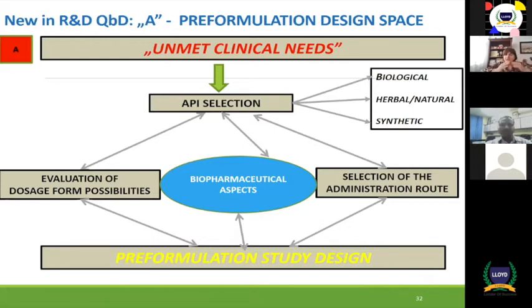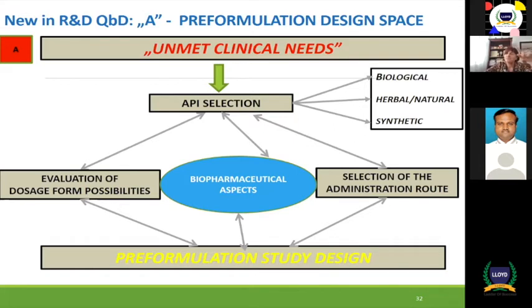Not to have design space only at that step when we are making the product and the manufacturing process. But first of all, to think what are the unmet clinical needs. It's very important that they evaluate this, to select the API, and depending on the API, whether it's biological, herbal, natural, or synthetic, we have to evaluate the biopharmaceutical aspects. Here we have to select the administration route, and here we have to evaluate the dosage form possibilities.